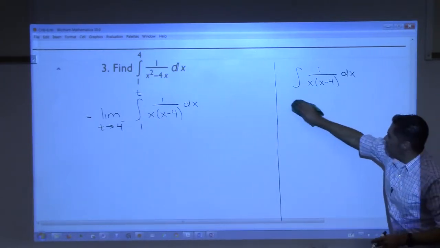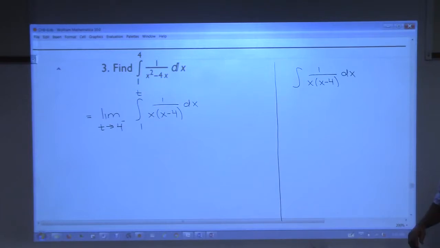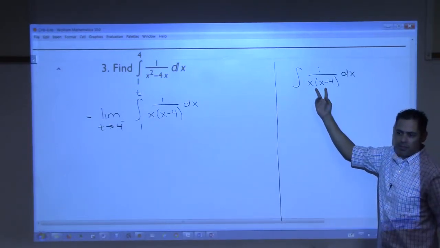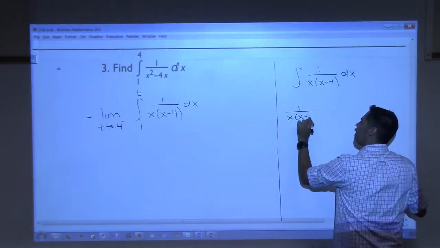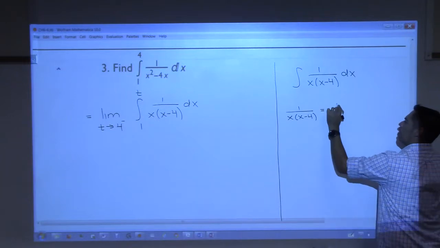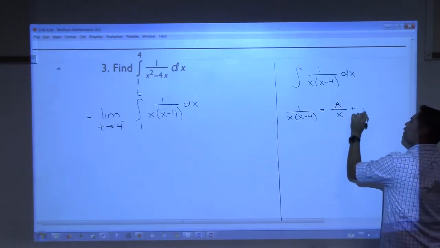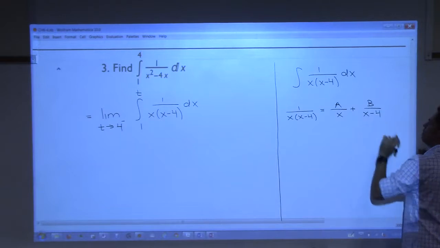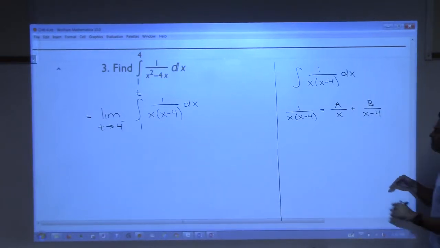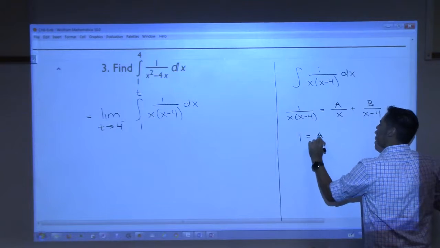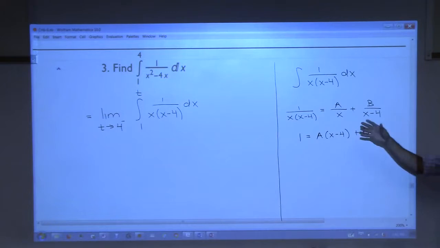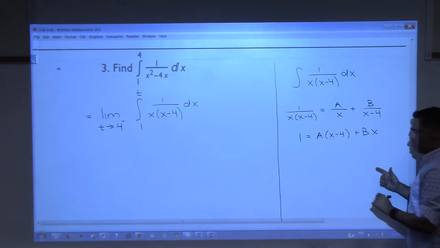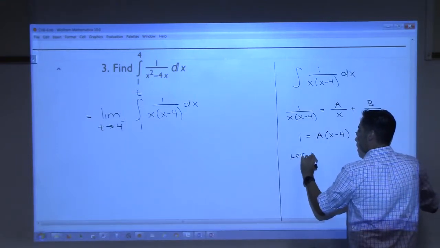So to do this, we're going to recognize that we have two distinct linear factors. Because we have two distinct linear factors, I can rewrite that as A over x plus B over x minus 4. And then you clear the fractions, and you get A times x minus 4, plus B times x. So that's clearing our fractions. And then we could actually do the shortcut on this one. So I'm going to do the shortcut. I'm going to let x be 0.